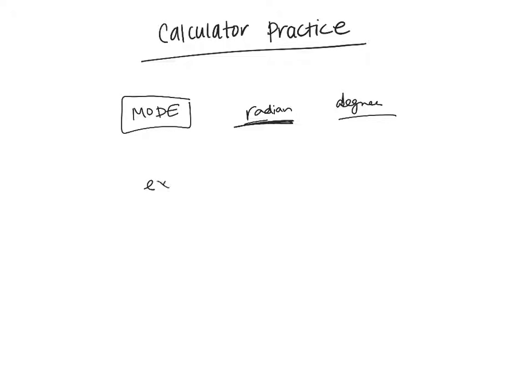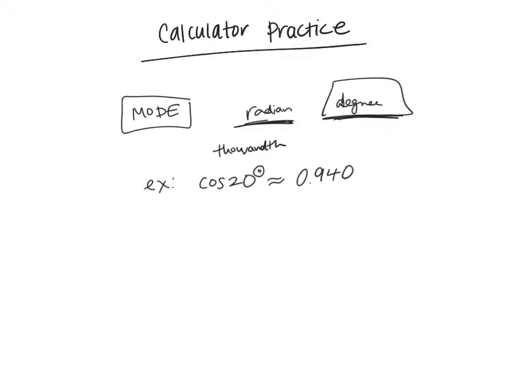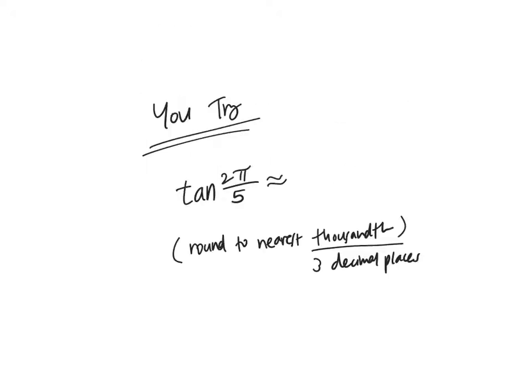Here's an example. If I ask you to find cosine of 20 degrees, and let's have you round to the nearest thousandth, so 3 decimal places. Notice that you have that degree symbol, so you need to be in degree mode. Press cosine of 20 degrees, hit Enter, and we should get 0.940 when rounded to the nearest thousandth. Okay, go ahead and try this.